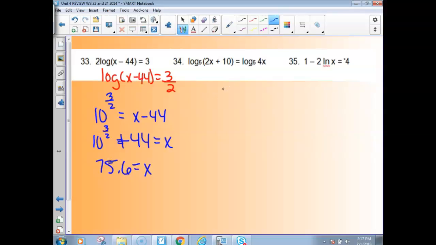The next one has one logarithm on each side in the same base, so you can drop the logarithms. So you got 2x plus 10 equals 4x. Subtract 2x and divide by 2 gives you 5.